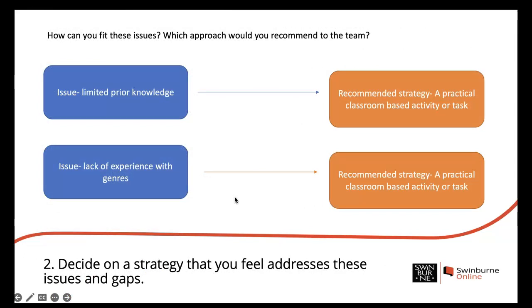As I said, part 2 is to decide on a strategy that you feel addresses these issues or gaps. Now, in our rubric, it's asking us to look for very practical classroom-based examples. So you're going to have your issue that you've identified in the first part of your presentation, and then you're going to have your strategy, which is a classroom-based activity or task or an approach that you would like to use with the kids that could help with this issue. So now that we've isolated the fact that kids are limited in vocab, and that kids have limited prior knowledge, what are we going to do about it?